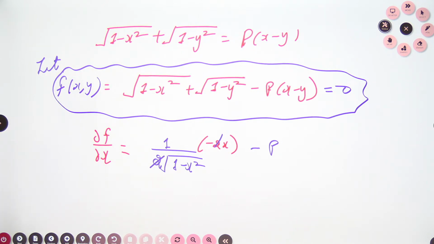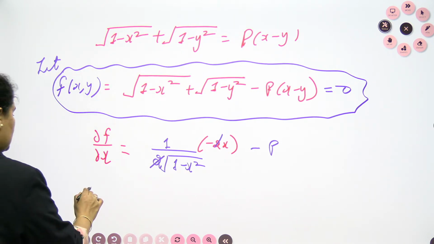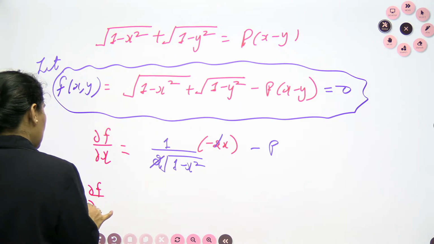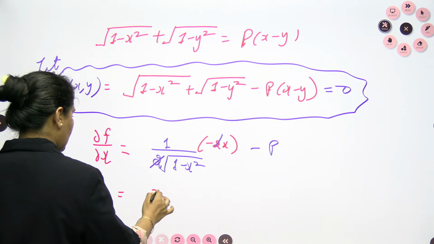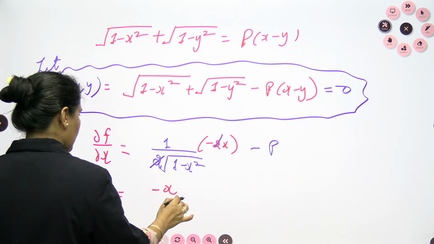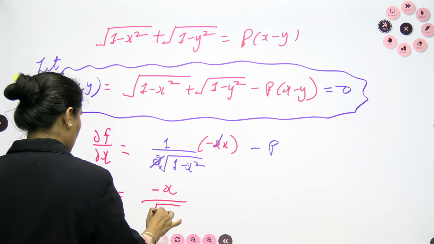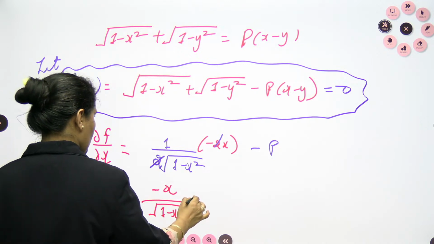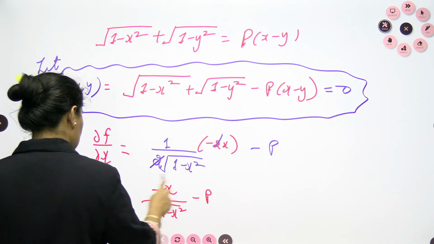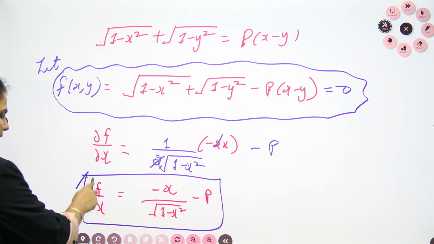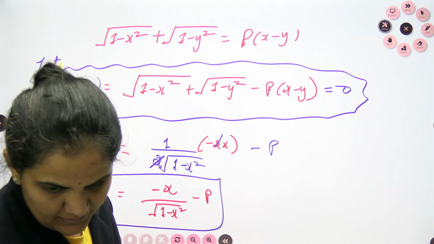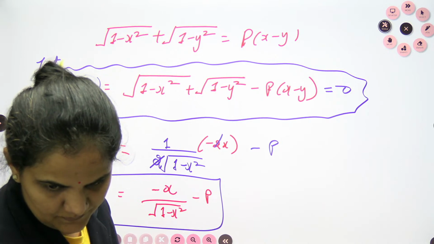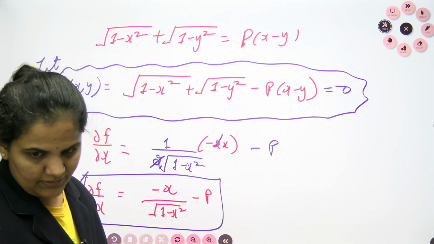So I can write down very easily the value of fx, meaning del f by del x, as it is mentioned, at the point 0, 0. Let me write down as it is: minus x by root of 1 minus x square, and minus p. This is my del f by del x, which I can see very easily here. All right, okay.